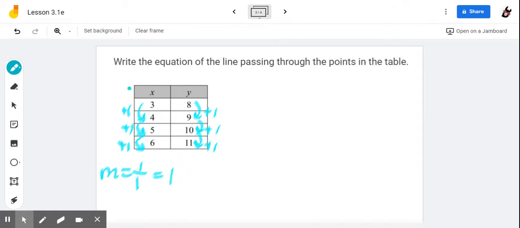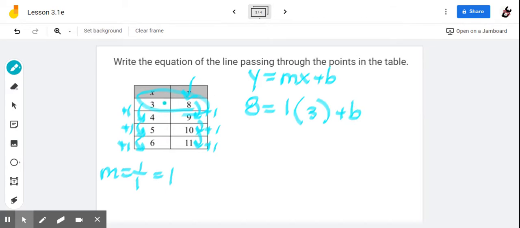Now I just choose one of those points. I'm just going to choose the one with smaller numbers in it. And I have y equals mx plus b. That's the slope-intercept formula that I'm using. My y is 8. My slope is 1. My x is 3.